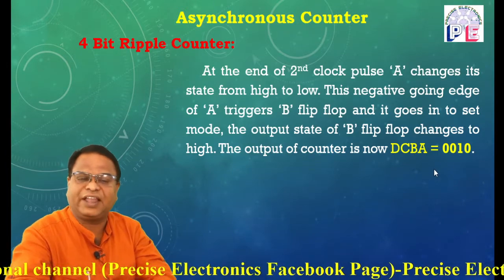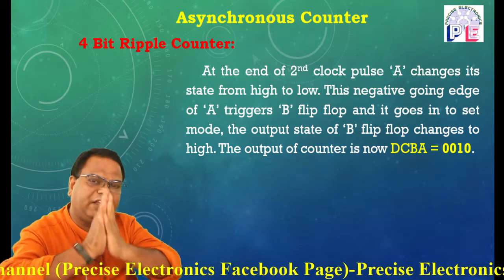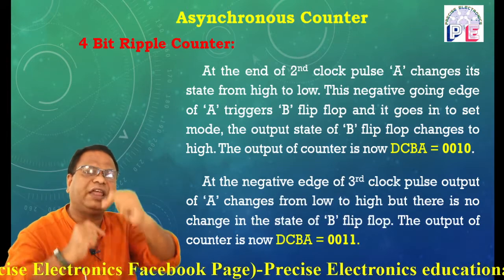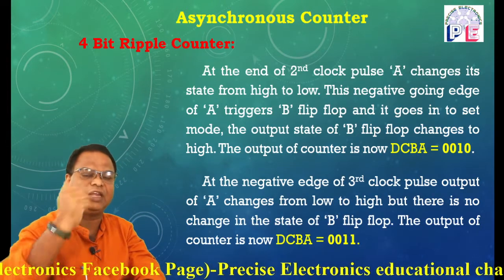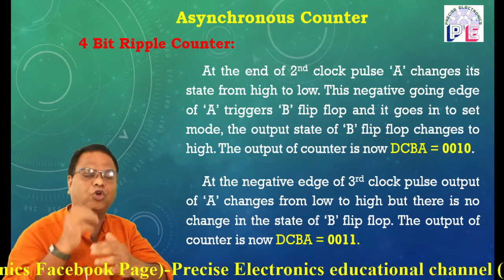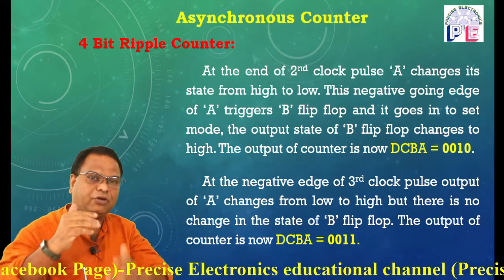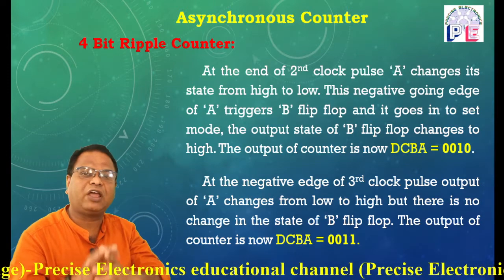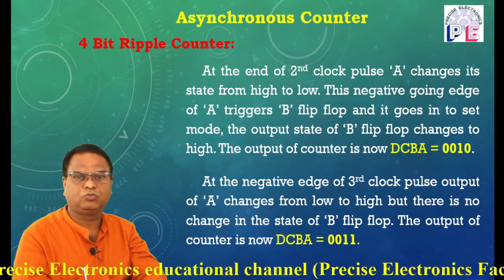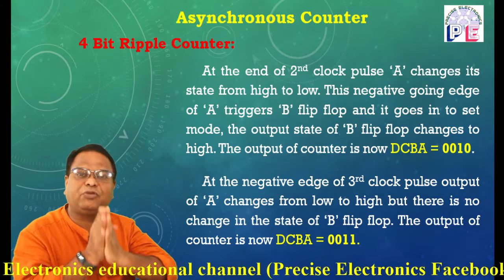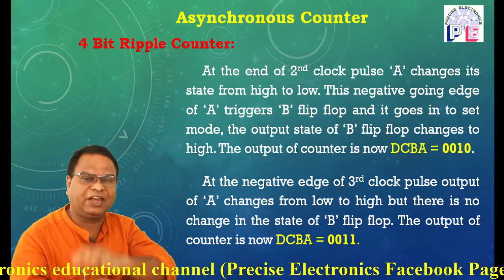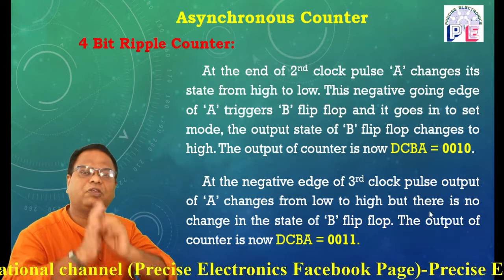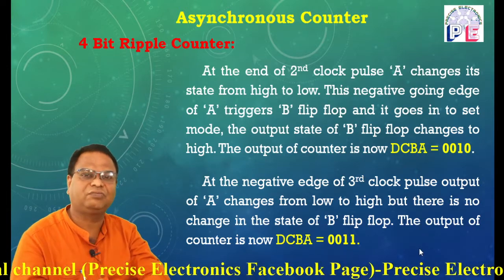Next, when the next pulse applies, at the negative edge of the third clock pulse, once again A toggles, where it is the negative edge, so A toggles from 0 to 1. So output of A changes from 0 to 1. When output of A changes from 0 to 1, it is a positive edge, so it will not affect the state of the B flip-flop. So B flip-flop remains in its previous state, and that state is set. So B remains as it is. C and D flip-flops also remain in their last state, that is the reset state.